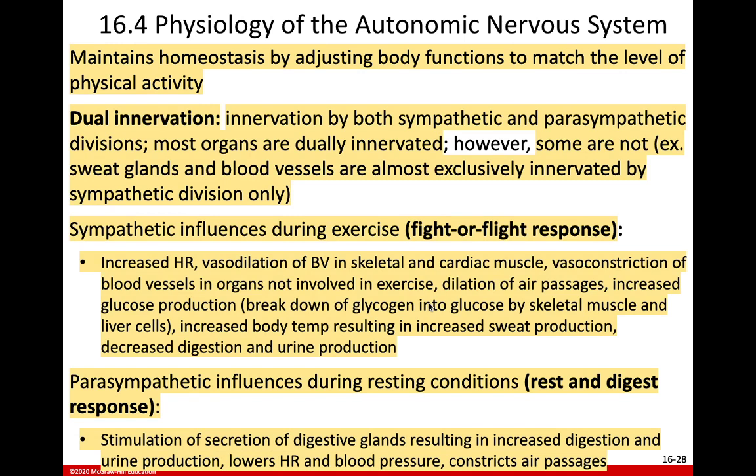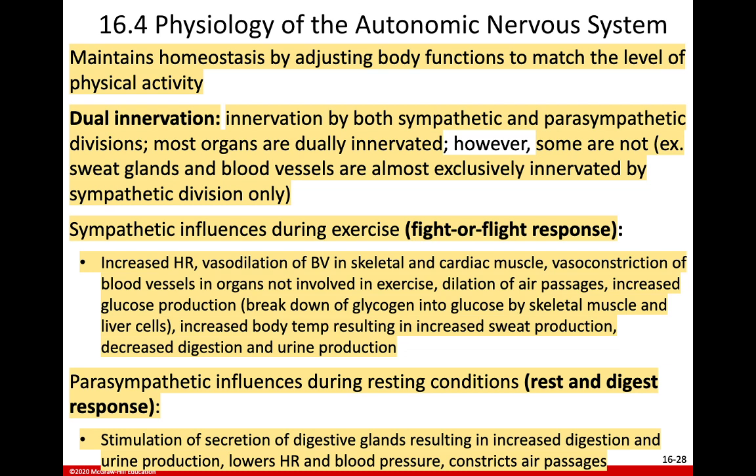During resting conditions, your parasympathetic nervous system will be more dominant. We call this the rest and digest response. So when you're resting, your heart rate is going to slow down. So we're going to have vasoconstriction of skeletal and cardiac muscle blood vessels, and we're going to have vasodilation of blood vessels associated with digesting and urine production, because when we're resting, our heart and breathing rate are going to be slower.